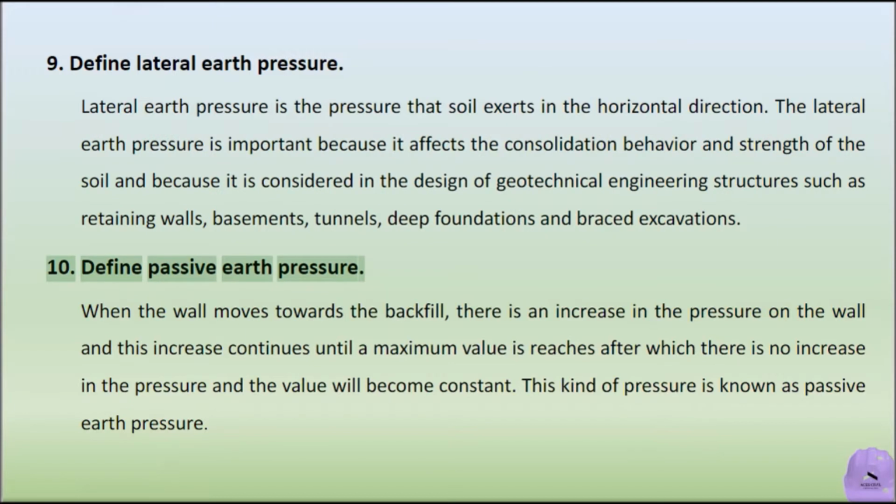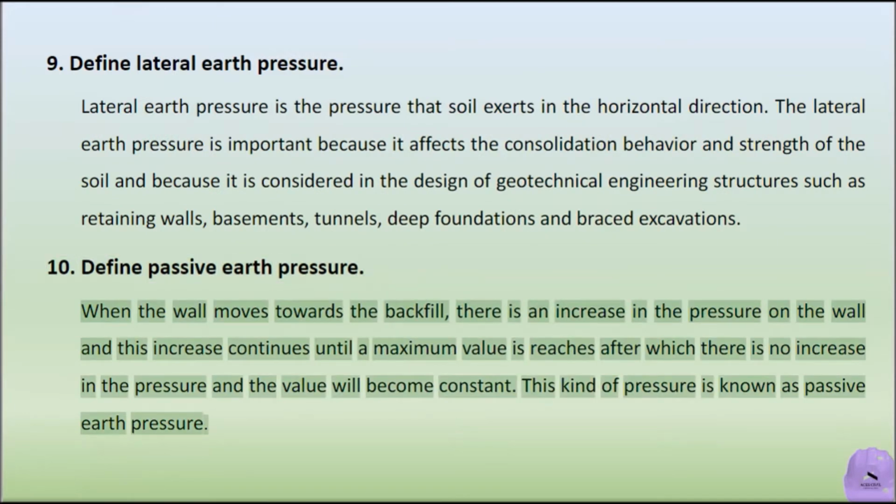Define passive earth pressure. When the wall moves towards the backfill, there is an increase in the pressure on the wall, and this increase continues until a maximum value is reached, after which there is no increase in the pressure and the value will become constant. This kind of pressure is known as passive earth pressure.